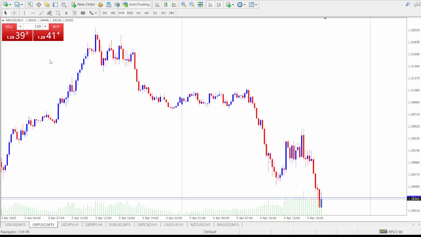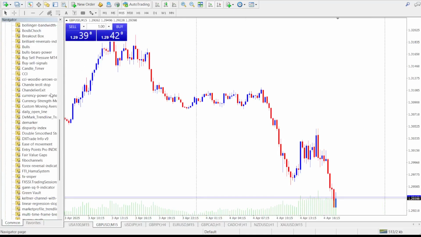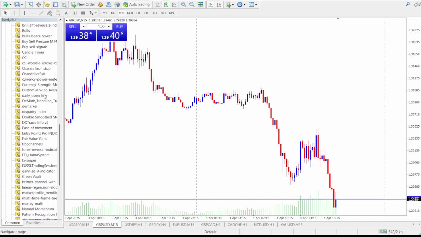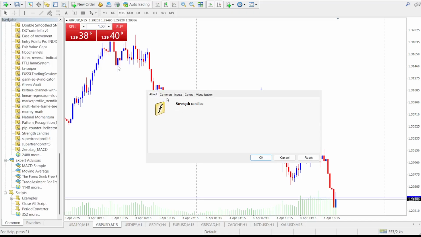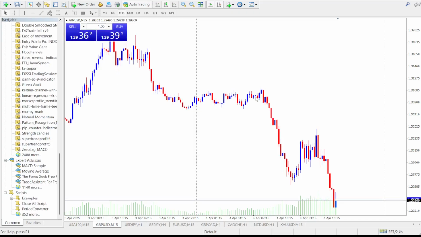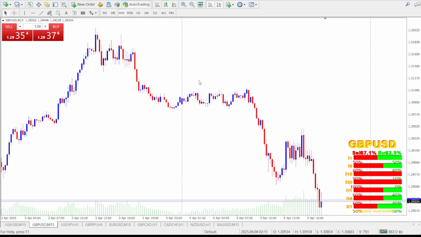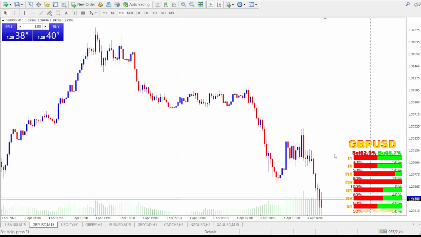First things first, let us talk about what this indicator actually is. I'm going to be adding the indicator to the chart right now. The Strength Candles Indicator. Here we go. So this indicator is a simple tool that you can add to your MT4 chart, and it gives you real-time information about the strength of the current candle.